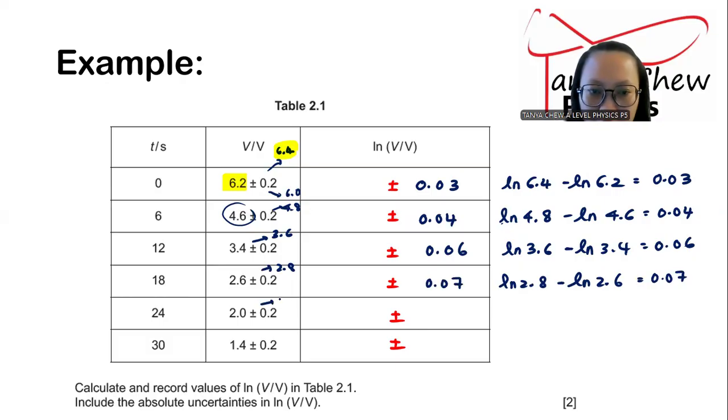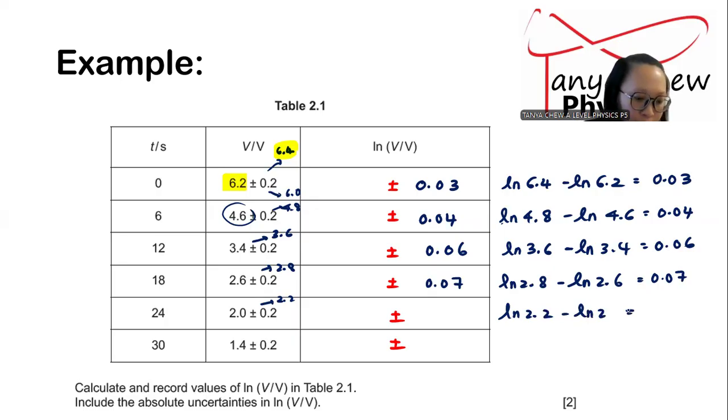Next one, 2 plus 0.2, you get 2.2. So you use ln 2.2 minus ln 2, and you get 0.1. I rounded off. Actually, the answer shown by the calculator is 0.0953, so I round it off to one significant figure. That will be 0.1. So this is 1.4 plus 0.2. That gives you 1.6, right?